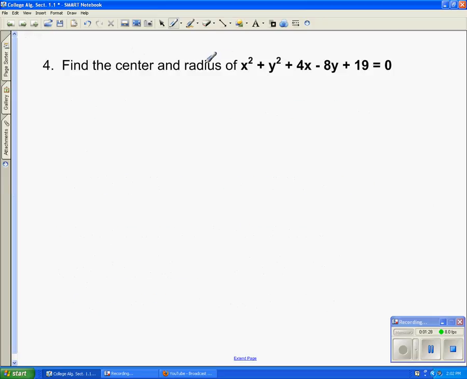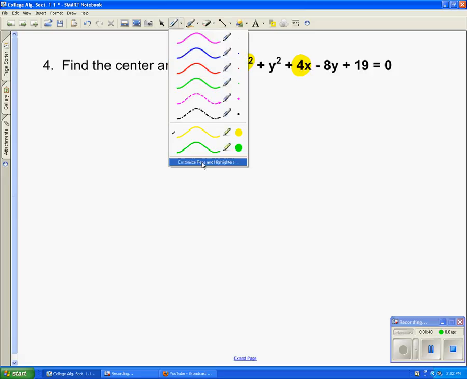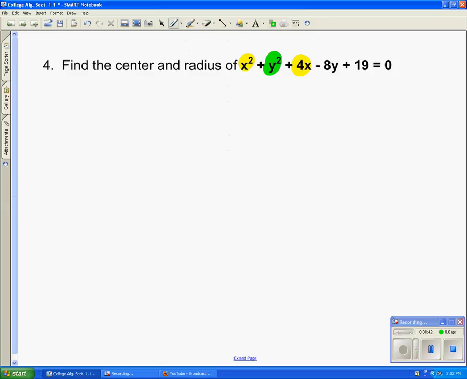Find the center and radius. This is not in the format that we need it in, so the first thing we're going to do is group our x's, everything with our x term, then group our y's together, and move 19 to the other side. So we group x squared plus 4x, leave a little space, plus y squared minus 8y equals negative 19.